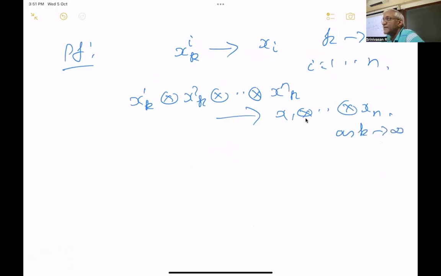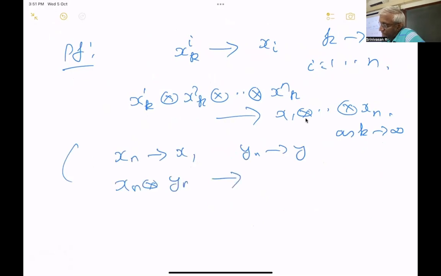You can verify this for 2 elements. Then it is clear. Or you can use induction to prove it for n elements. So suppose some xn converges to x and yn converges to y. Then I want to say that xn tensor yn converges to x tensor y. Then you can generalize this proof for n elements.